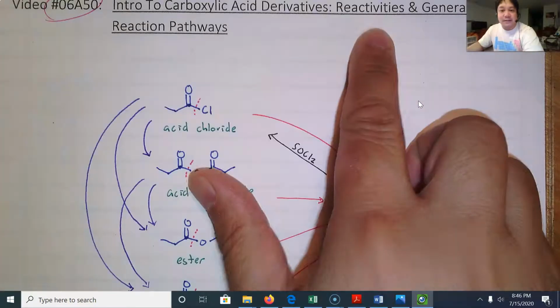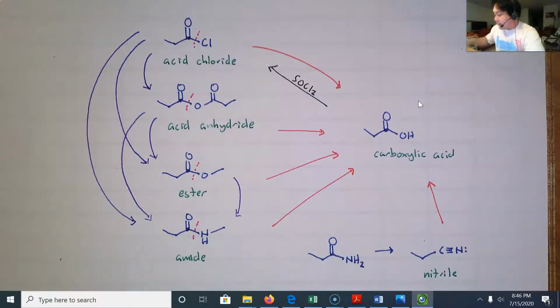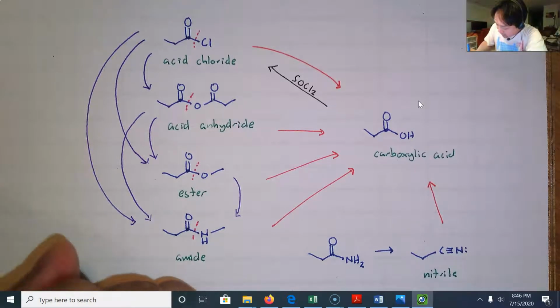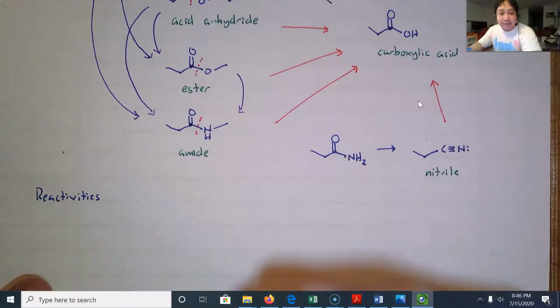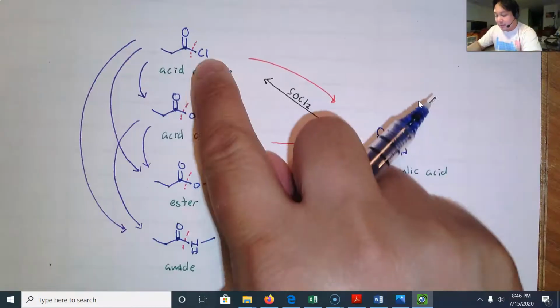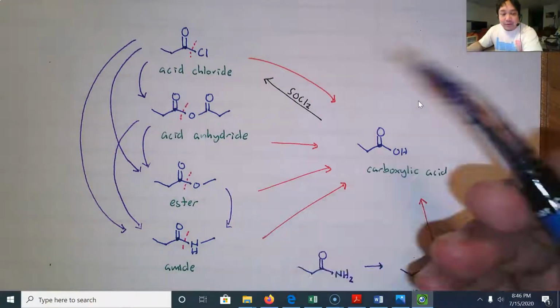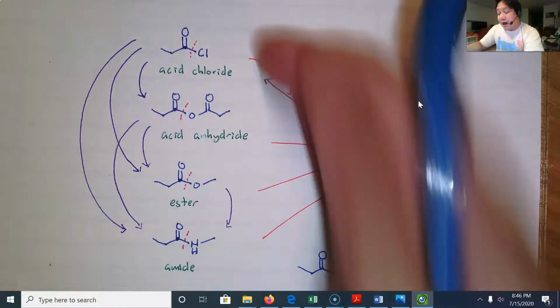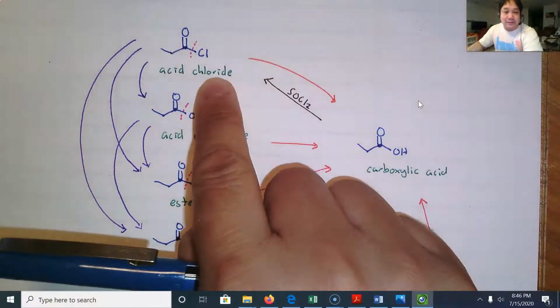I want to explain the reactivities. Why are they in this order, this hierarchy? You can think of it 2 ways. You can think of it as how good the leaving group is. Because look at all these dotted lines. I'm telling you that you're going to break that bond and kick out a leaving group. The better the leaving group, the more reactive. Based on your hierarchy, it's the acid chloride that's the most reactive.